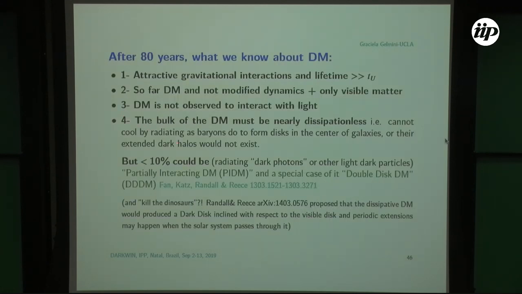The bulk of the dark matter must be nearly dissipationless. That is, it cannot cool by radiating as baryons do to form disks in the center of galaxies, or their extended dark halos wouldn't exist. So how did our galaxy form? You start with a proto-galaxy in which baryonic and dark matter are mixed. And typically it has some small angular momentum.